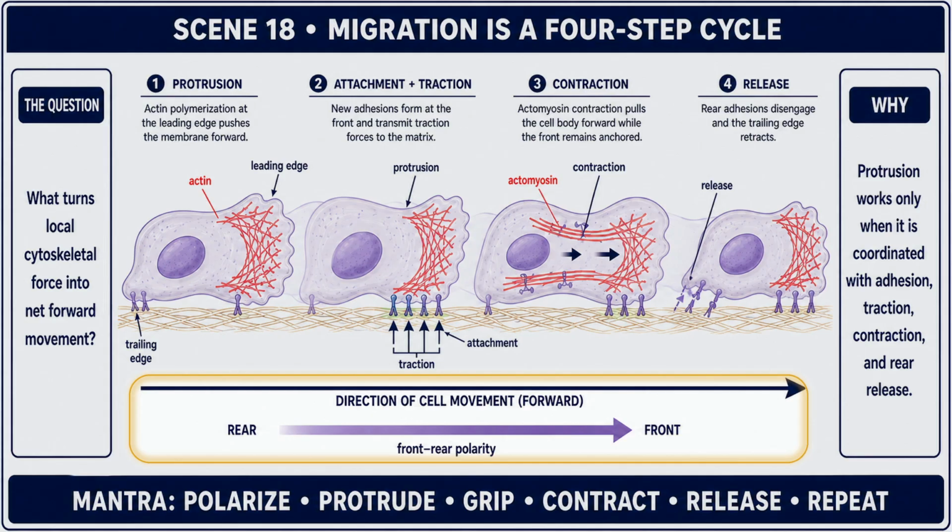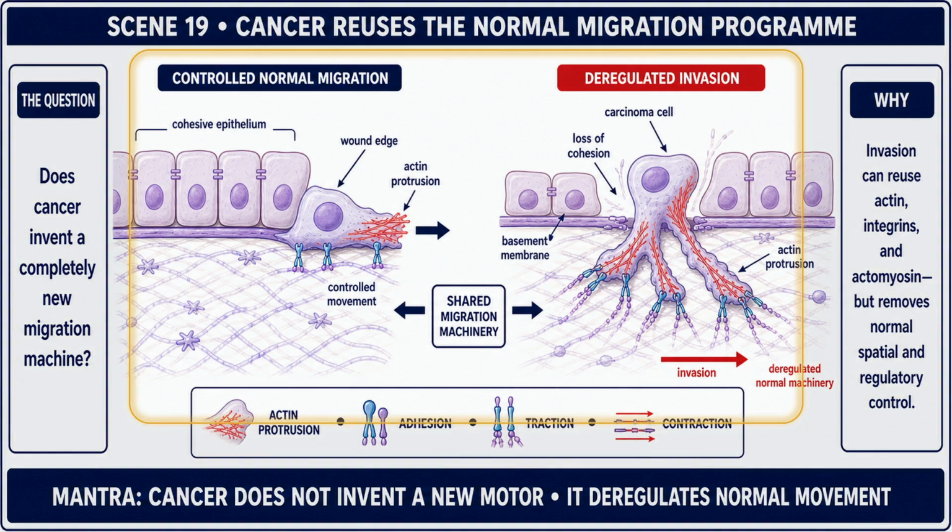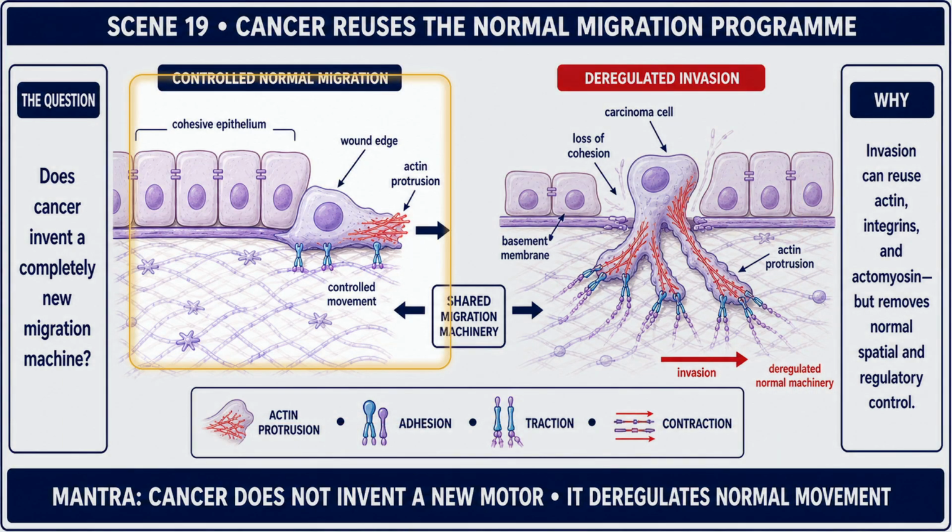Actin creates force. Adhesions give that force traction. Actomyosin moves the body, and rear release converts the entire sequence into net forward motion. Cancer does not need to invent a new motor for invasion. On the left, a normal epithelial cell uses an actin-rich leading edge, integrin attachment, traction, and contraction to move into a wound. The movement is spatially controlled and remains part of a tissue response.